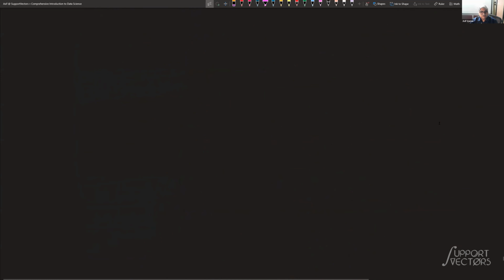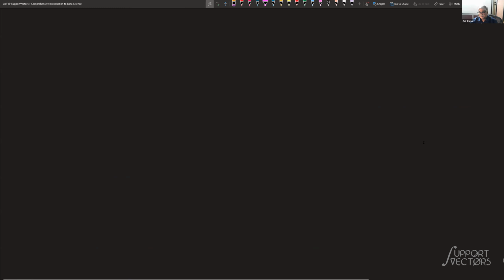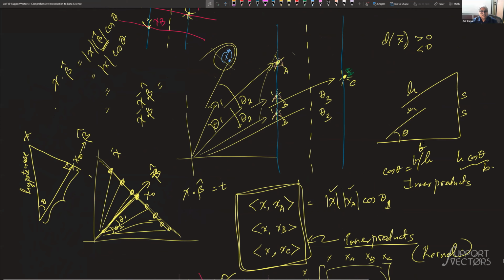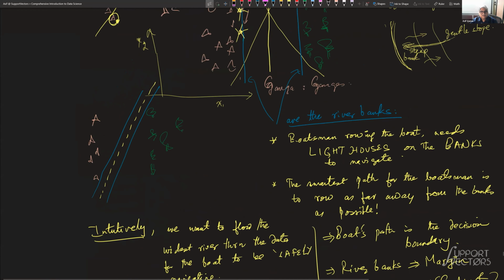See, in the hard margin, where are we? Why did everything disappear? Okay. In the hard margin, strange. My screen went blank. What is happening? Let's go slowly.